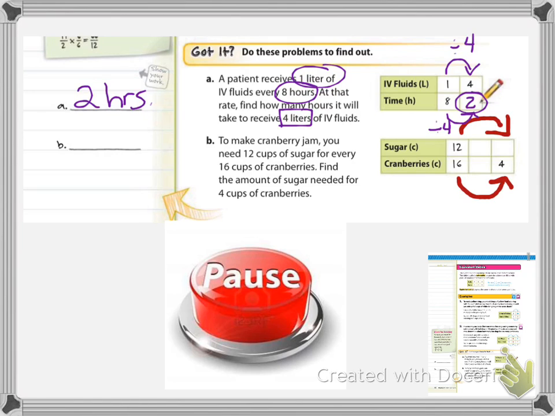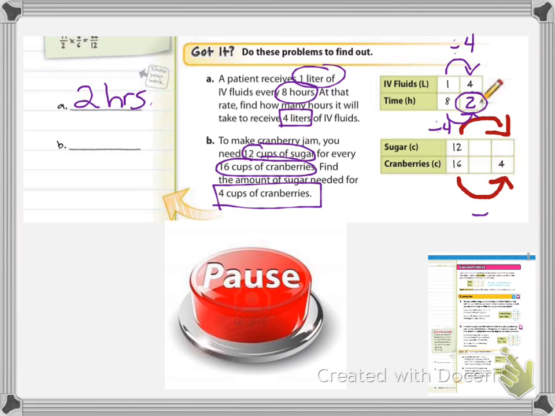On part B, it says, to make cranberry jam, you need 12 cups of sugar for every 16 cups of cranberry. So that 12 cups of sugar and the 16 cups of cranberry, right here is our ratio, 12/16. It wants to know how much sugar is needed for 4 cups of cranberry. So that's where they gave that 4 right over there.